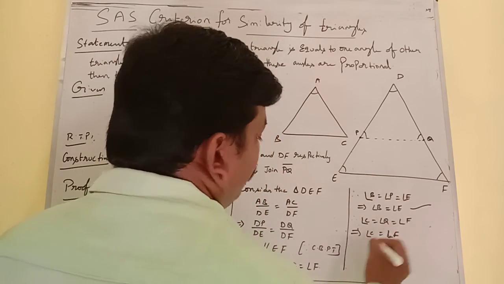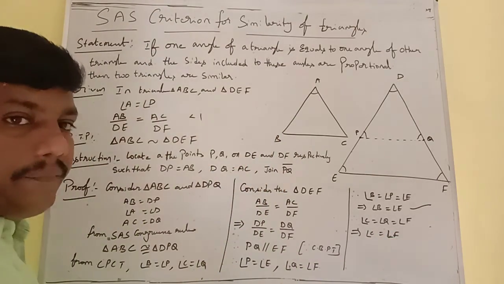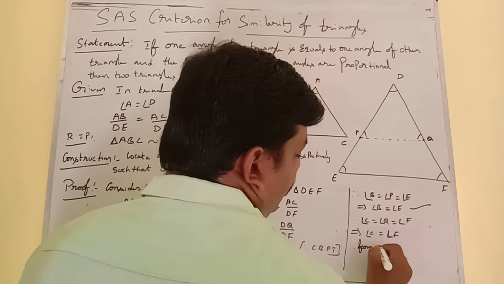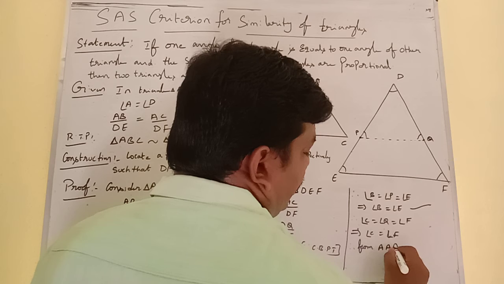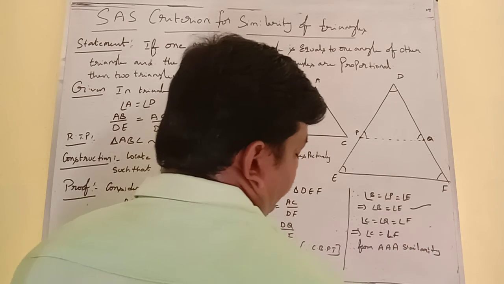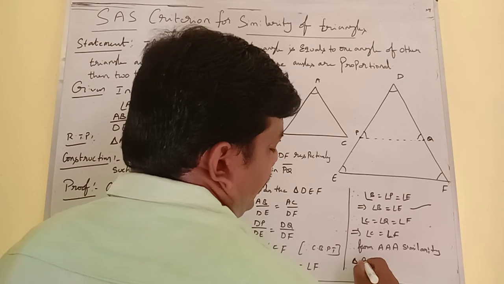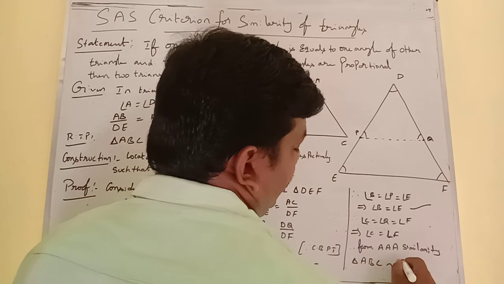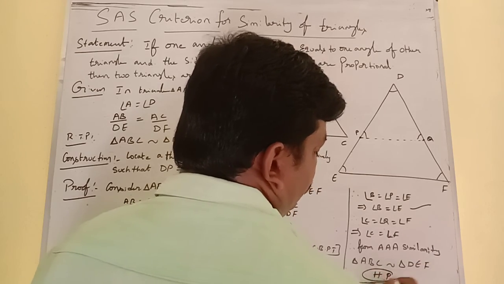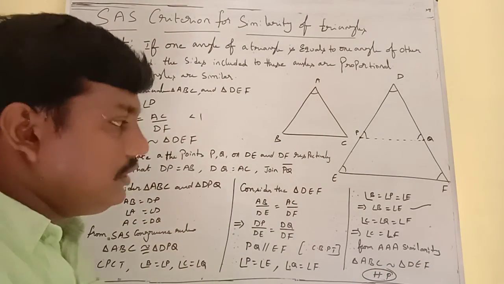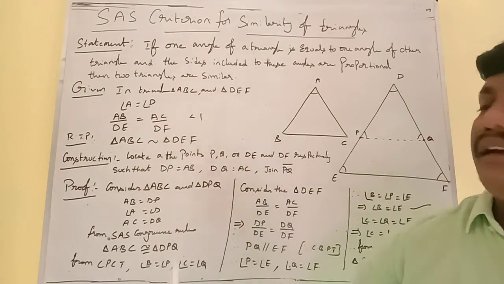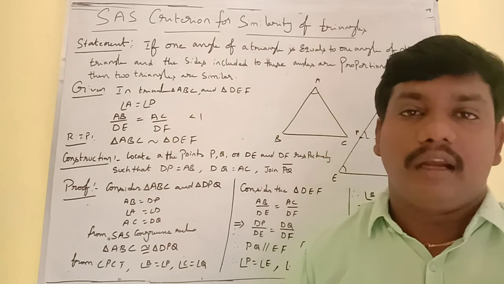But already we know angle A is equal to angle D. Therefore, from the angle similarity criterion, triangle ABC is similar to triangle DEF. Hence it is proved. So this is about the proof of the side angle side criterion for similarity of triangles.